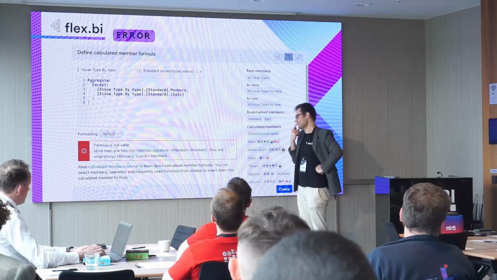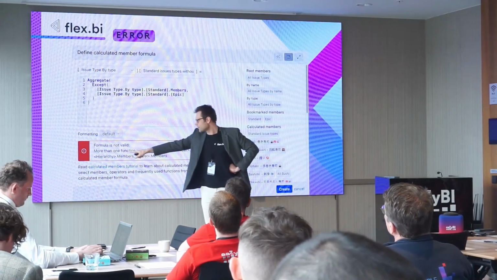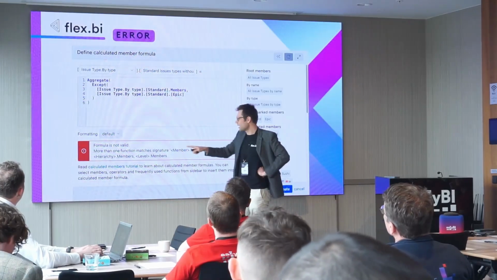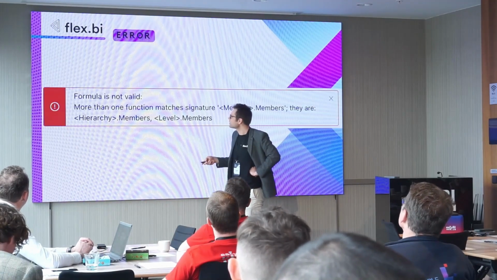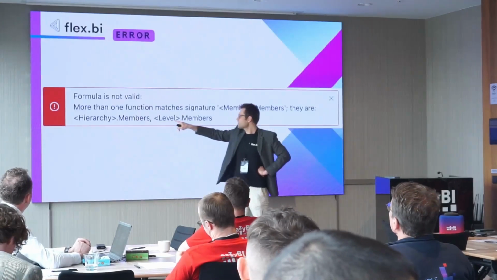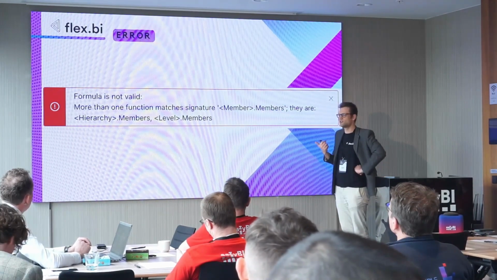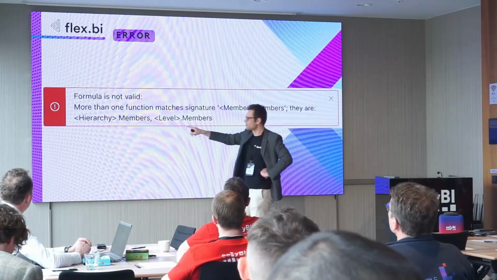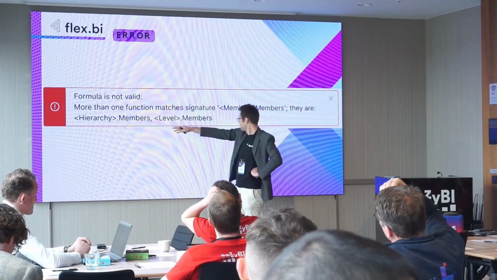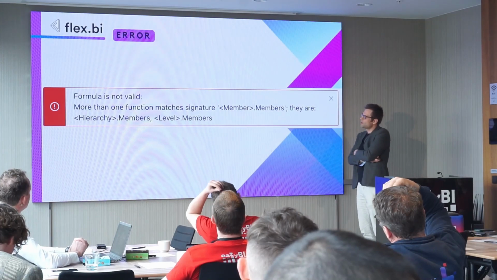However, there's an error, and this is a little bit odd. More than one function matches signature member.member. They are hierarchy members and level members. And this sounds really weird, because it seems like eazyBI doesn't know which of these to use. That was my first impression at least, because there are two options and it doesn't know what to do. Okay, so let's investigate. What can we do here?